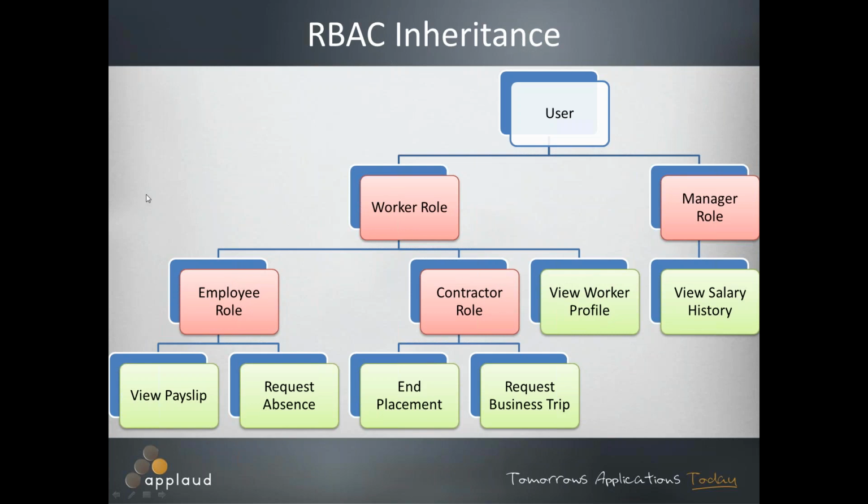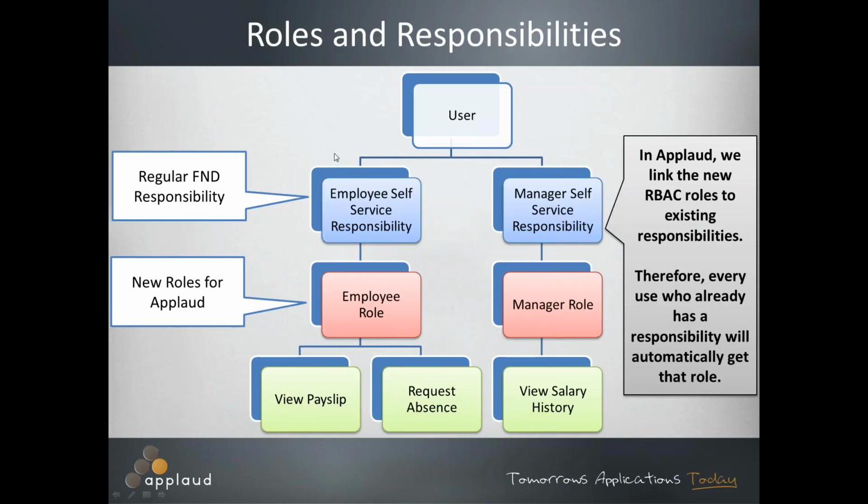And what that means is that if you were to give someone the employee role or the contractor role, because of role inheritance, they'd get these ones down here, and they'd also get this option here. So it allows you to do some interesting things which you can't do with responsibilities. You can't make responsibilities linked to each other normally unless you use RBAC. Now we use that inheritance in a specific kind of way. All of our security in Applaud hangs off roles. Okay, so all the security that we'll be setting up today will be linked to the role that someone has.